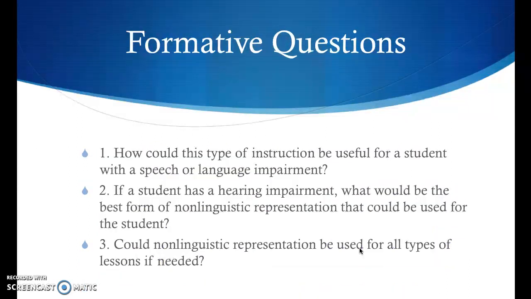So here are my formative questions that are also on my handout. The first one is, how could this type of instruction be useful for a student with a speech or language impairment? The second is, if a student has a hearing impairment, what would be the best form of non-linguistic representation that could be used for the student? And then the third, could non-linguistic representation be used for all types of lessons if needed?